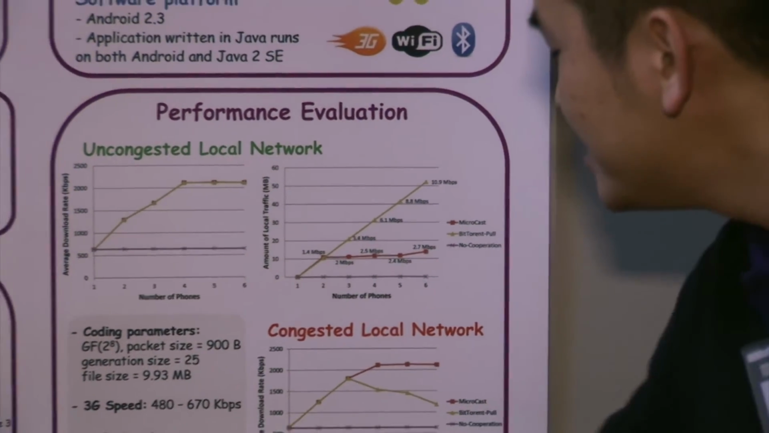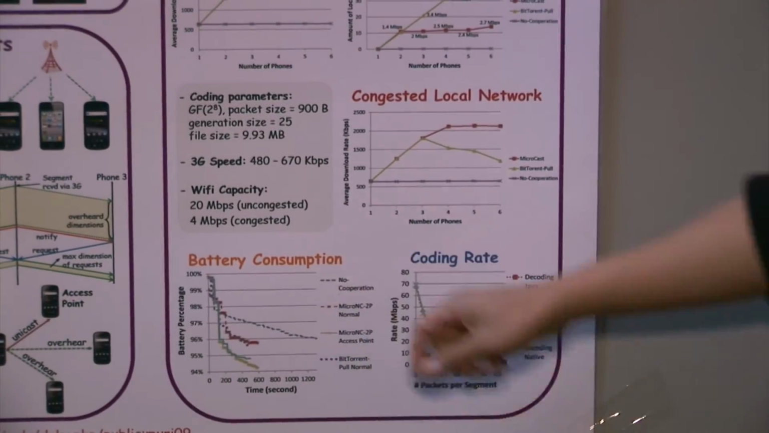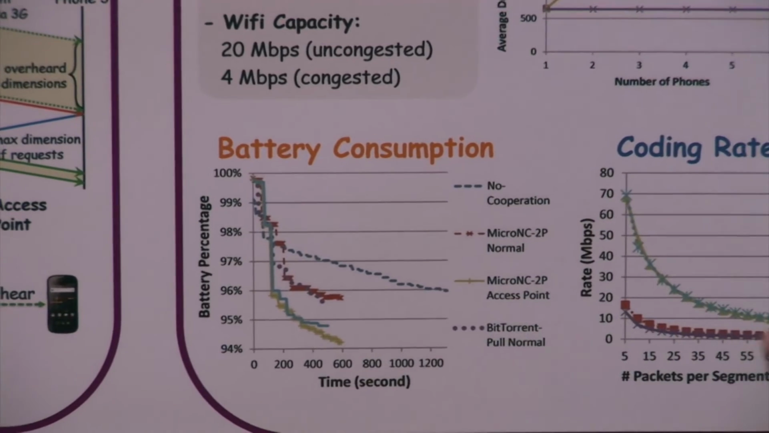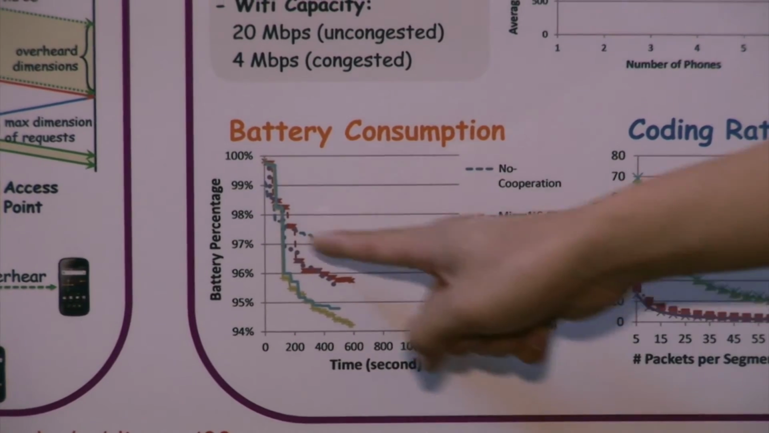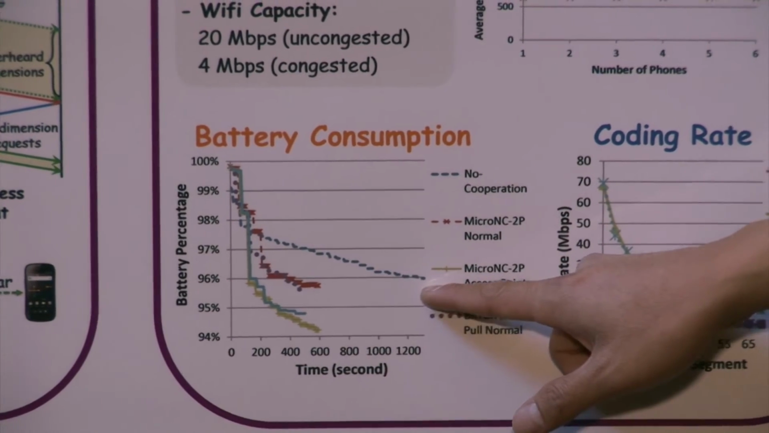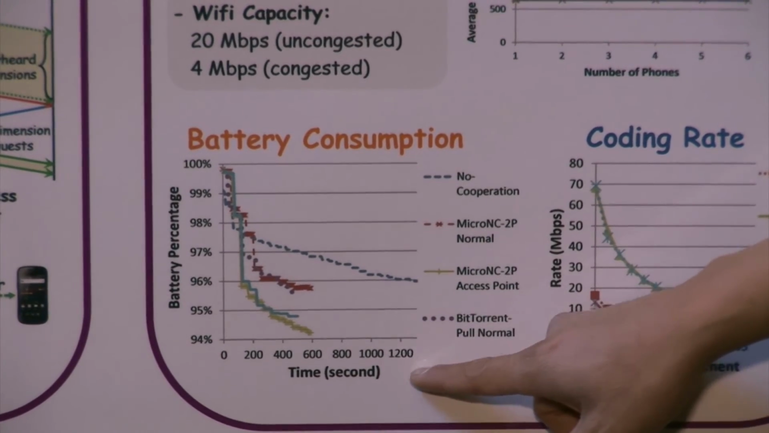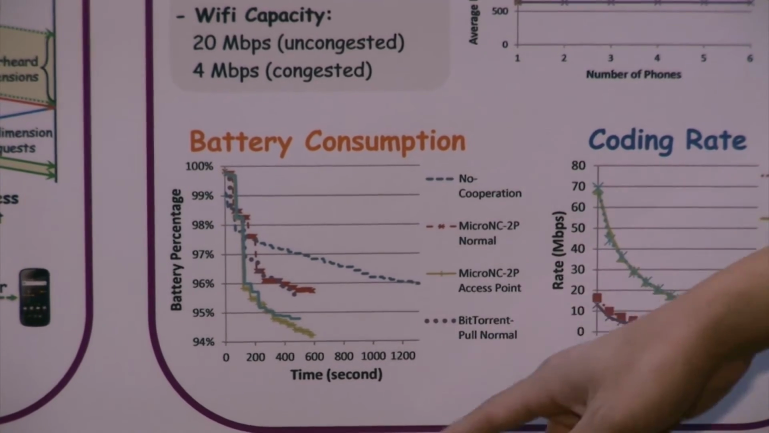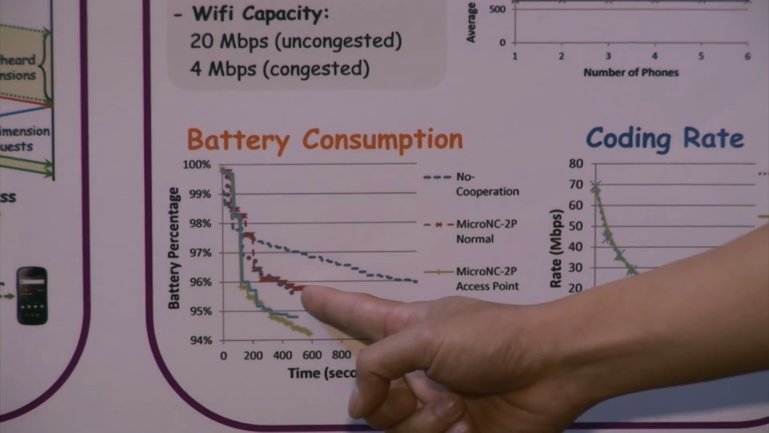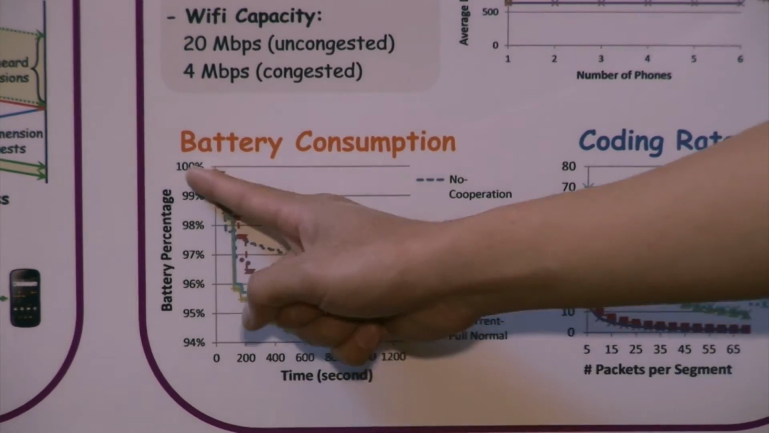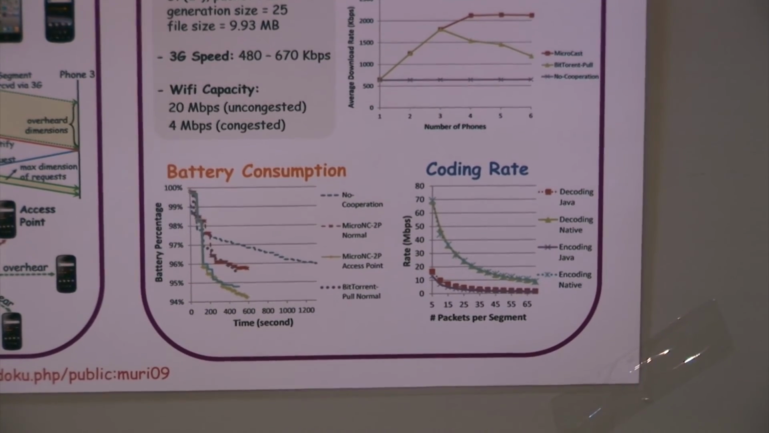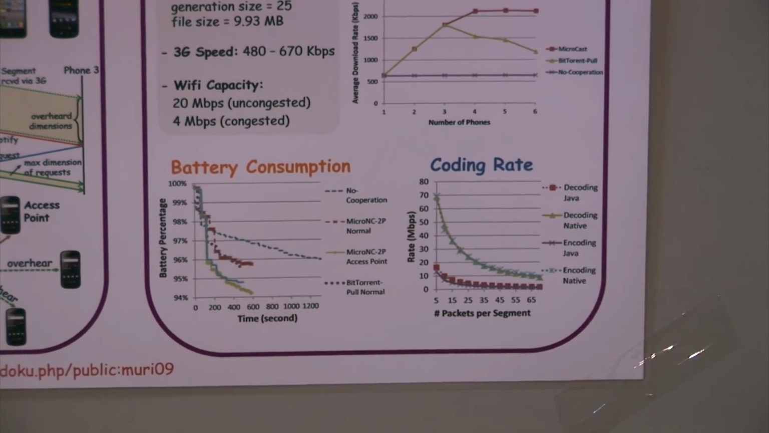Here is one of the main results as well, battery consumption. This blue line means that the phone downloads the video by himself. At the end, he has about 96% of battery, but it takes him a long time to download the video, about 1,200 seconds. Now, if he collaborates, he can download the video a lot quicker, and it consumes the same amount of battery.